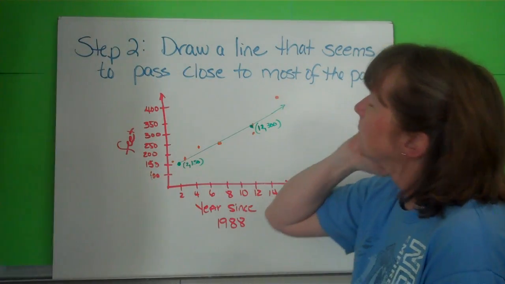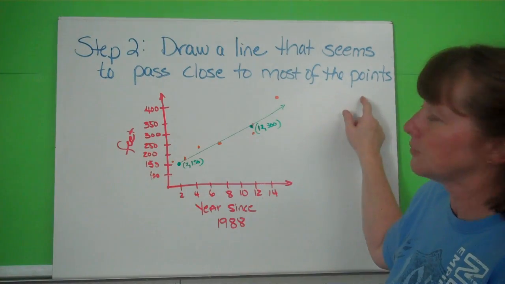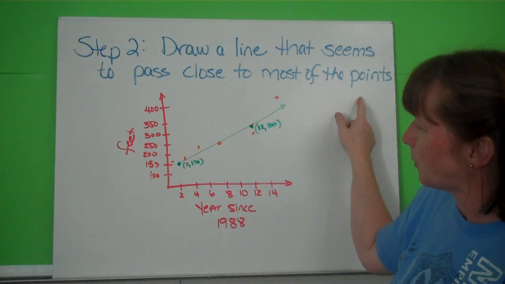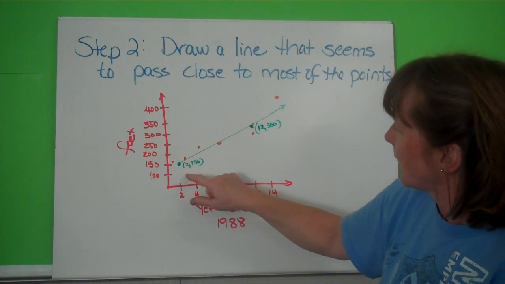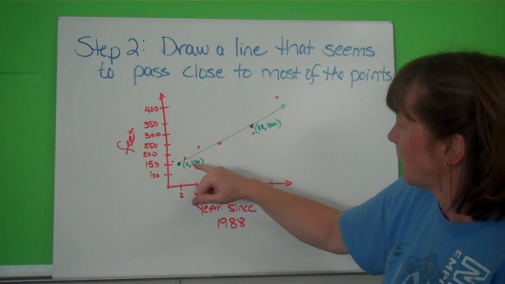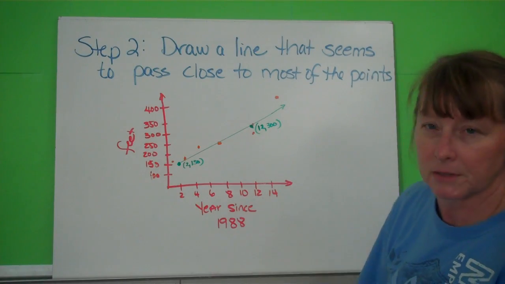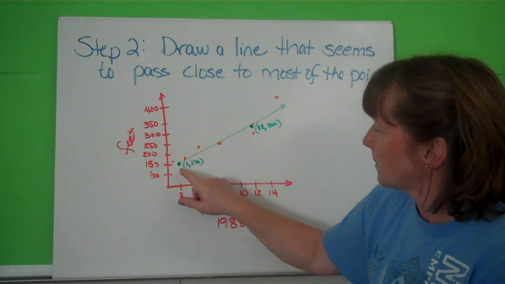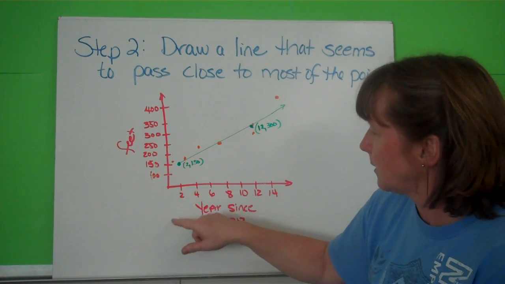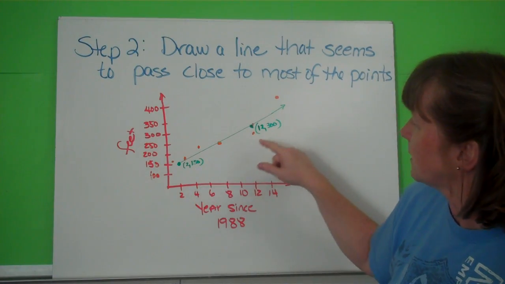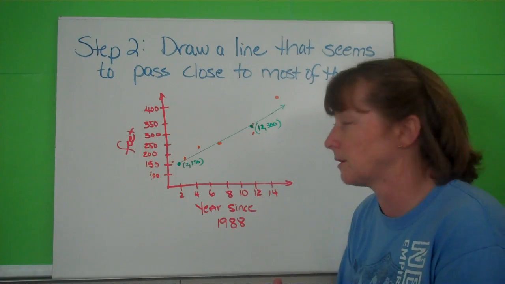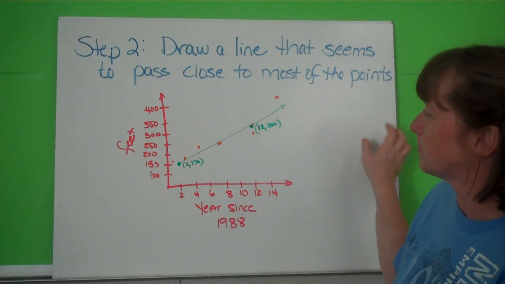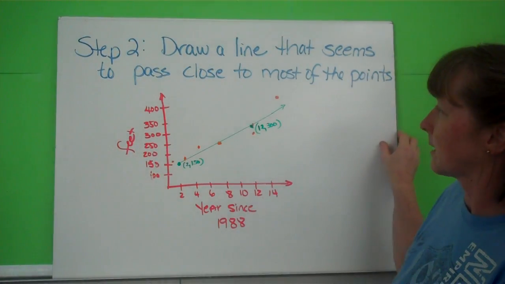Step 2, we draw a line that seems to pass close to most of the points. So here we have our feet in the vertical drops and the years, and we're going to draw our line, and it comes the closest to all the points. I do want you to remember this point of year 2 and 150 feet, and year 12 300 feet. We're going to use that on the next slide to determine our equation. So remember those 2 points, but you can see the line that comes very close.